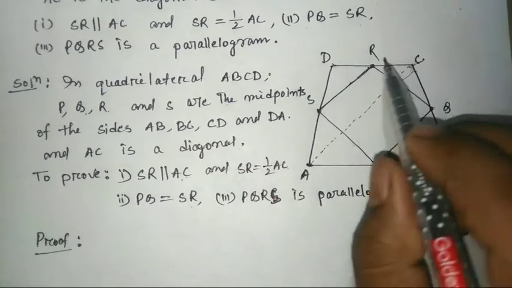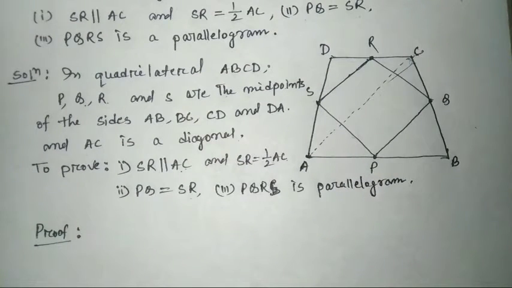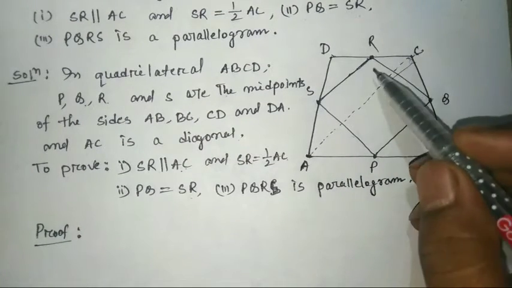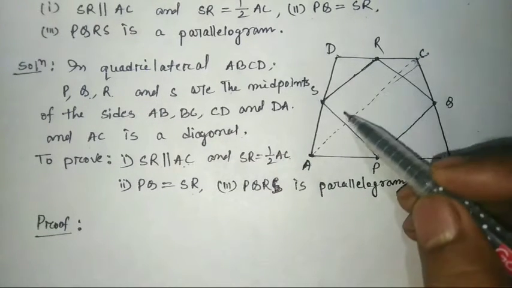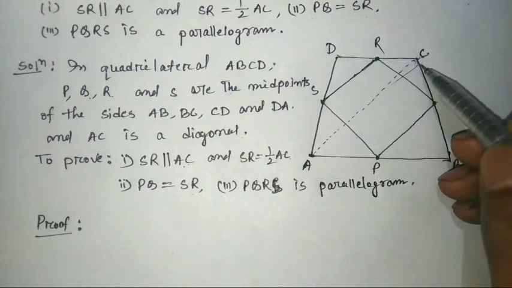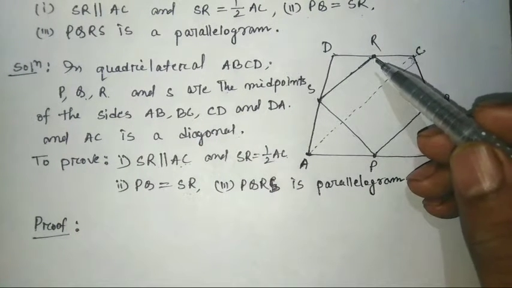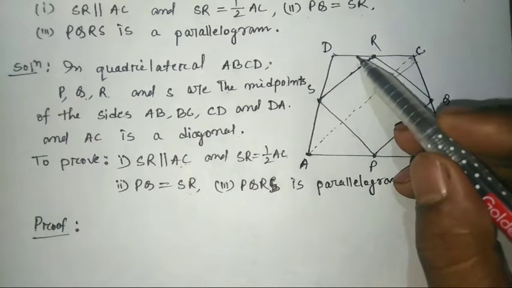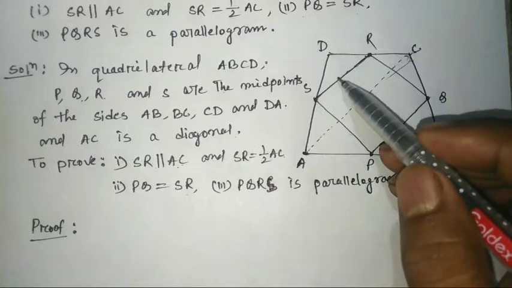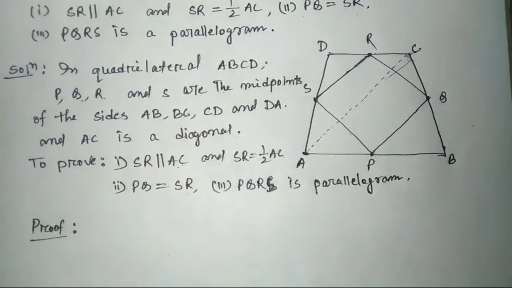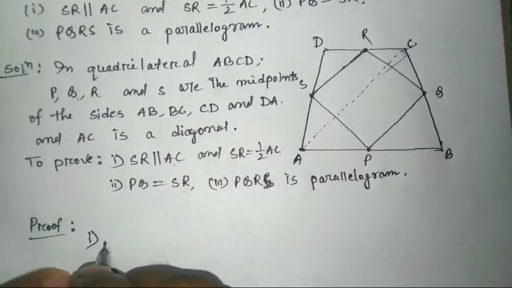And one more thing is that when the line segment joining the midpoints of two sides is parallel to the third side, then it is also equal to half of the third side. That thing is also true. So from that theorem we can say that SR is parallel to AC and SR is equal to half of AC. Very easy.